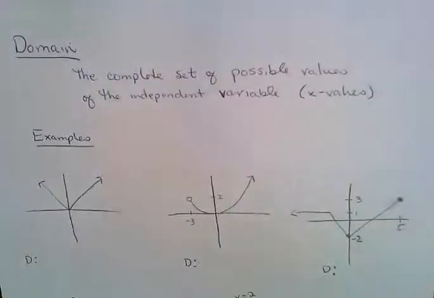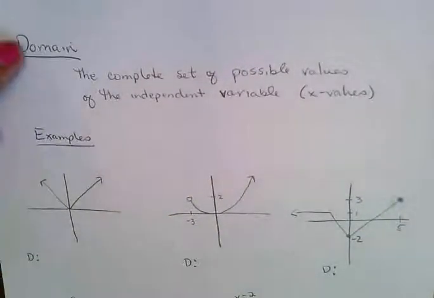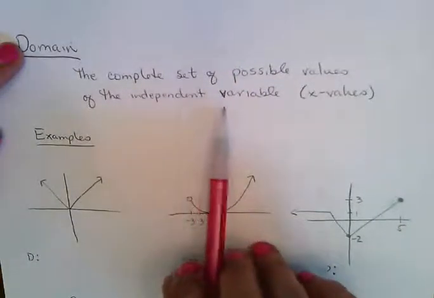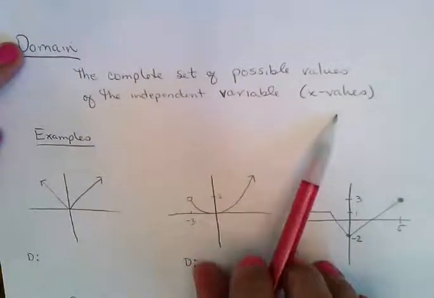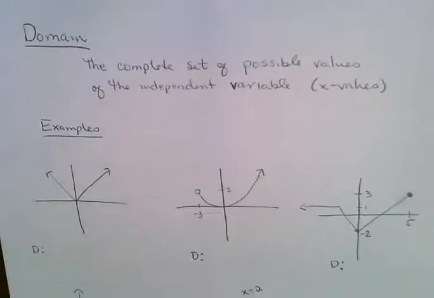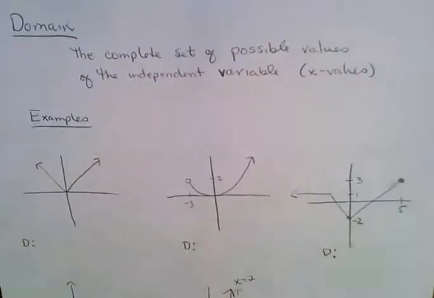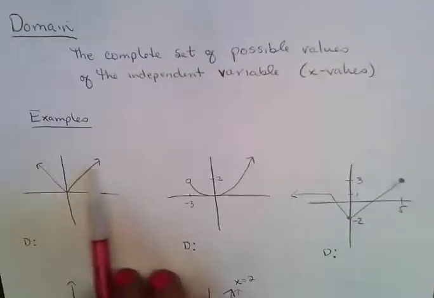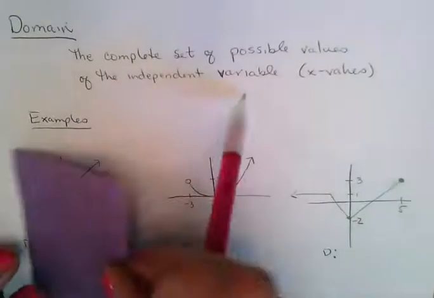Okay, for the attributes, the vocab that you need to know, first thing is domain. So domain is the complete set of possible values of the independent variable, or the x values. So when you look at the three examples I have here, just to look at the domain, one way if you struggle to decide, you're really looking from left to right what x values are possible, what you can do is cover up the graph.